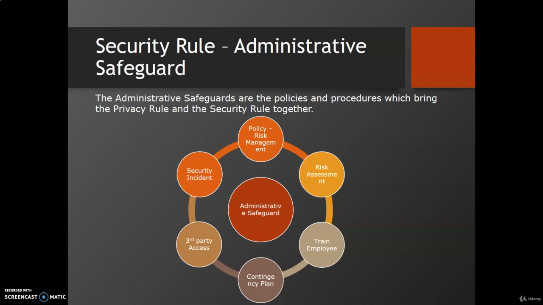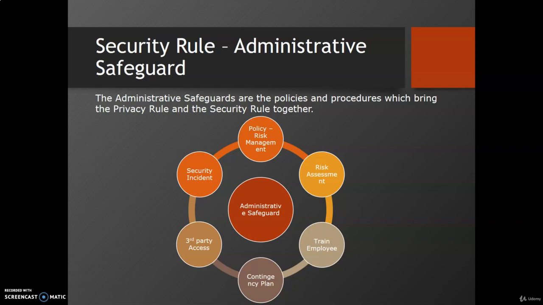Then contingency plan. This is basically the business continuity plan. What is the DR site, what is the secondary site? If one site is down, who can take the load so that the service will not be affected? So this is a contingency plan.